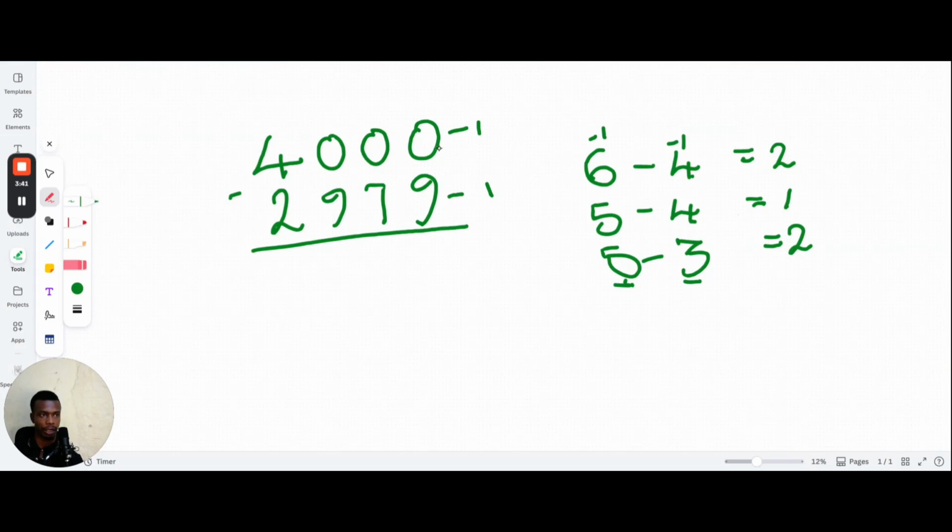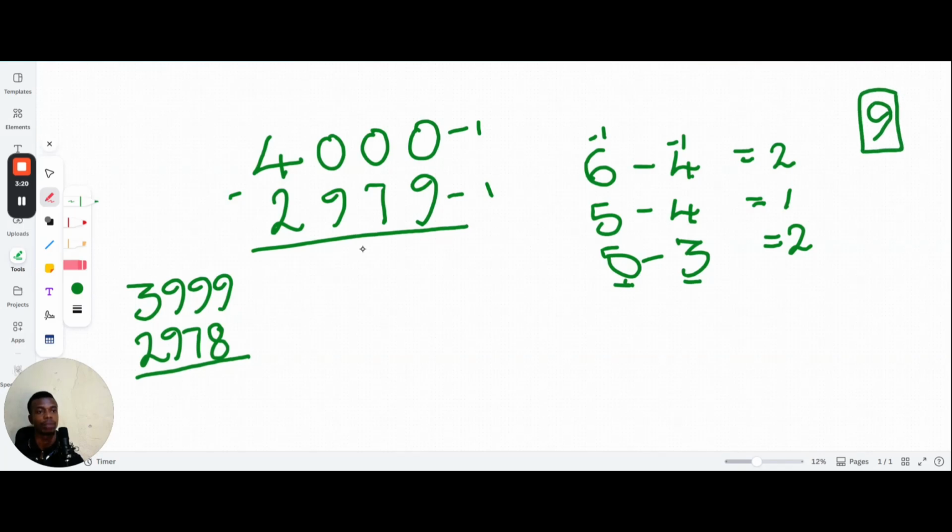Now, we take away 1 from 4,000 and we take away 1 from 2,979. This becomes 3,999 and 2,978. Now you can subtract them. And the reason this works is because subtraction is always easy when the number you're subtracting from is 9 or ends in 9. Now 9 minus 8 is 1, 9 minus 7 is 2, 9 minus 9 is 0, 3 minus 2 is 1. That means the answer to this is 1,021. And this is just one way to solve this using the algorithm method.